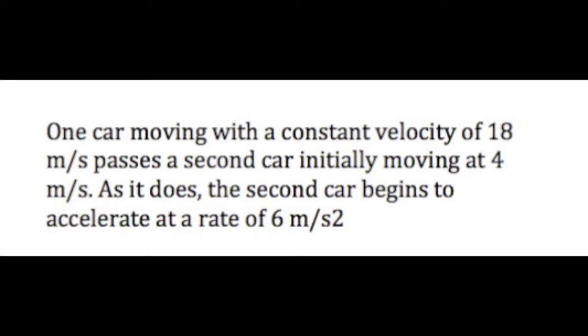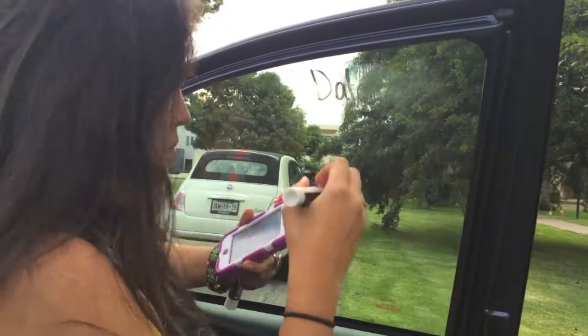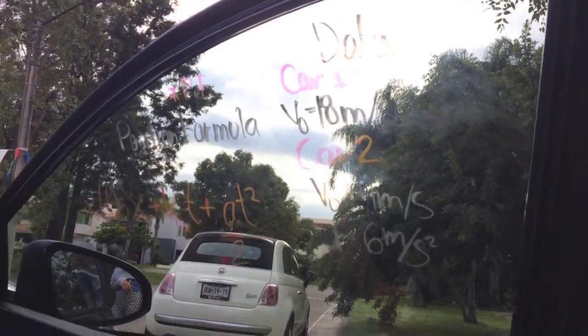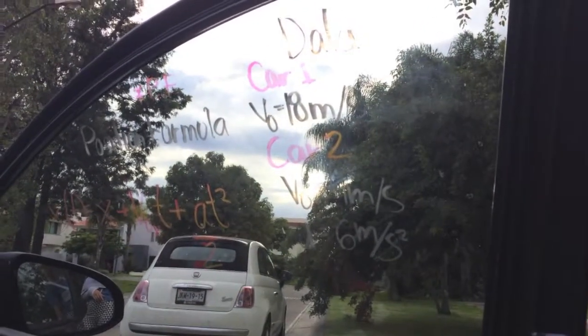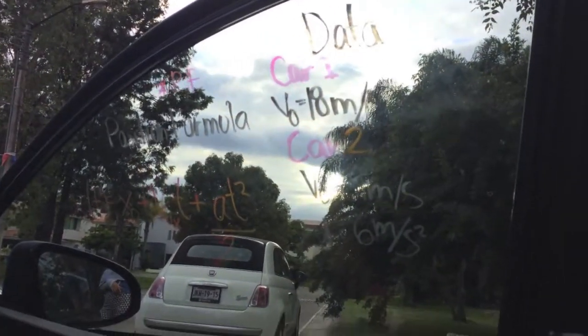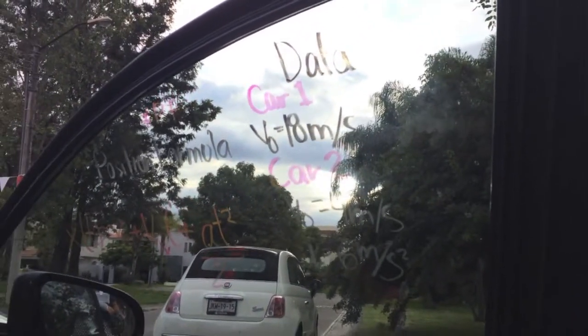One car moving with a constant velocity of 18 meters per second passes a second car initially moving at 4 meters per second. As it does, the second car begins to accelerate at a rate of 6 meters per second squared. Data: Car 1 is moving at a constant velocity of 18 meters per second. Car 2's initial velocity is 4 meters per second, but it has an acceleration of 6 meters per second squared.